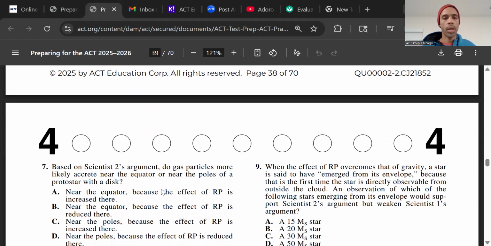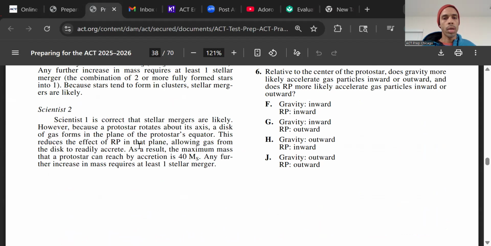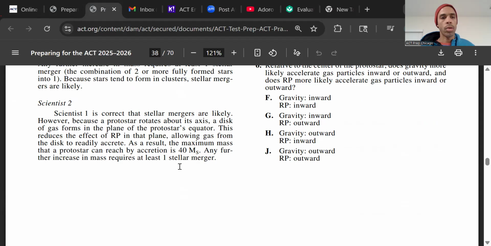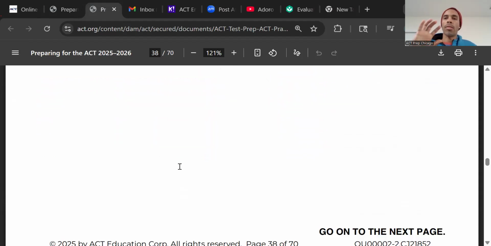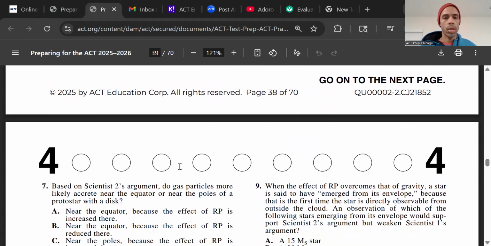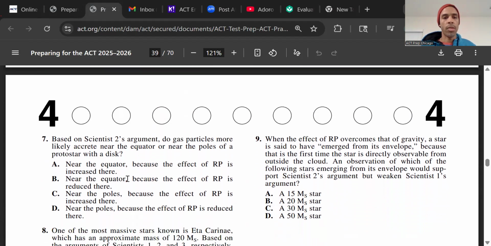So, do gas particles more likely accrete near the equator or near the poles? I think it would be near the equator because it says a disk of gas forms in the plane of the protostar's equator. We reduce the effect of RP in that plane, so that means the gas is not being pushed away, it's actually drawn towards it, near the equator because the effect of RP is reduced there.